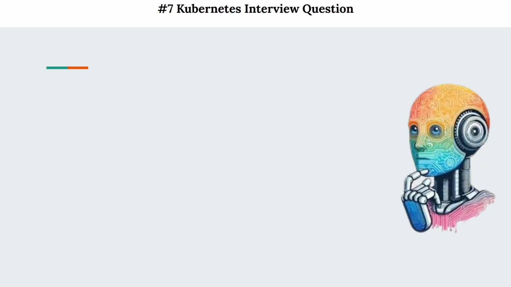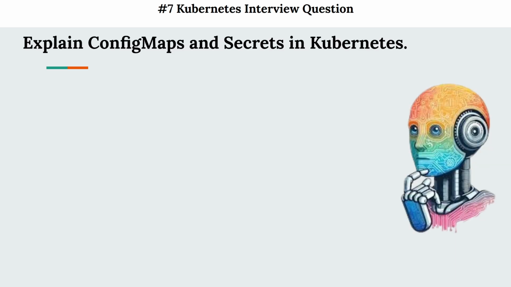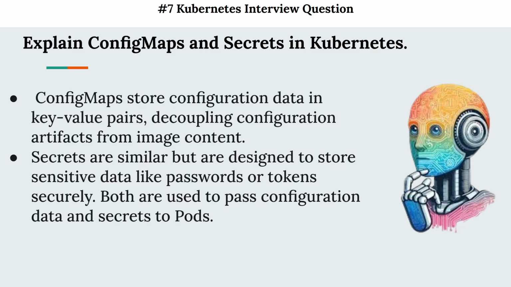Let's move to the seventh question. Explain config maps and secrets in Kubernetes. Let's see the answer. Config maps store configuration data in key-value pairs, decoupling configuration artifacts from image content. Secrets are similar, but are designed to store sensitive data like passwords or tokens securely. Both are used to pass configuration data and secrets to pods.